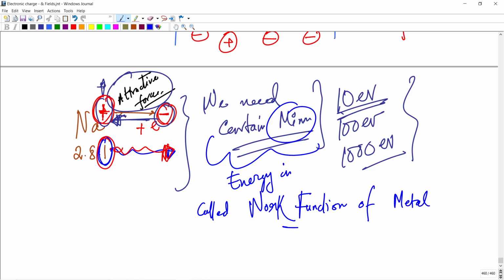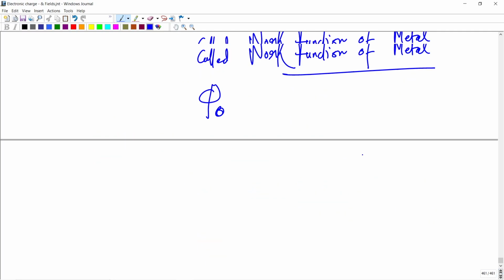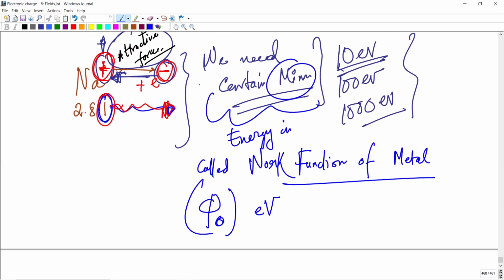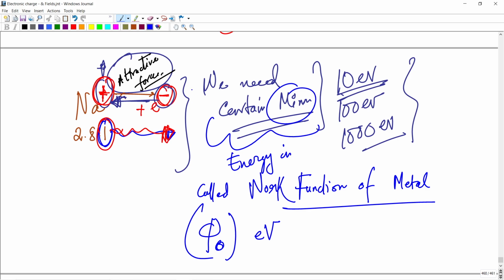Work function of metal, and that is called phi naught. The symbol is phi naught. Work function in the metal is phi naught, and the unit of energy is electron volt. It is the minimum energy required for an electron or free charge to overcome that attractive force, release from the metal, escape from the metal and move in any other direction.